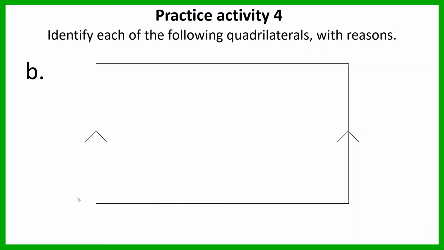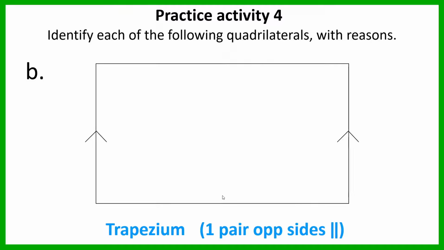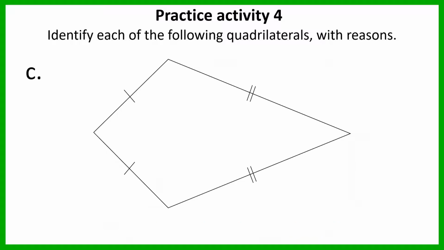Okay, so this one, you have to be careful again. It looks like a rectangle, but you can't make assumptions based on what it looks like. The only information that we have here is that there is one pair of opposite sides that are parallel. So as far as we know, this is a trapezium, and our reason is one pair of opposite sides parallel. The next one, question C, you have 30 seconds again.